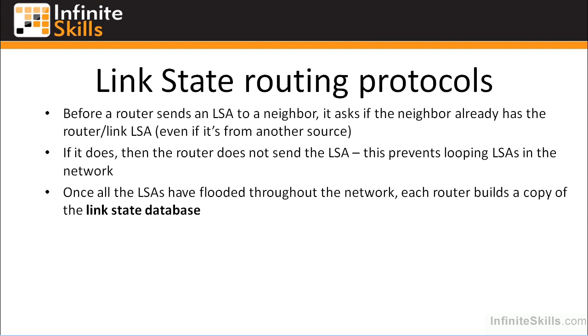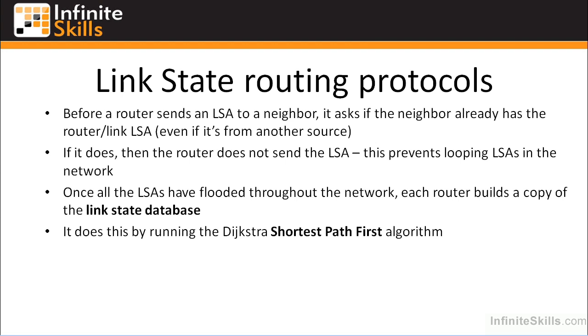Once all of the LSAs have flooded throughout the network, and all the routers say, yes, I know about everything on the network, then each router builds a copy of the link state database. It does this by running the Dijkstra shortest path first algorithm. That's a mathematical algorithm that, quite honestly, is too complex to put in this course because it just looks horrendous when you look at it. But honestly, unlike EIGRP, most people don't care about the math behind the SPF algorithm. They just care about what pops out the other end.